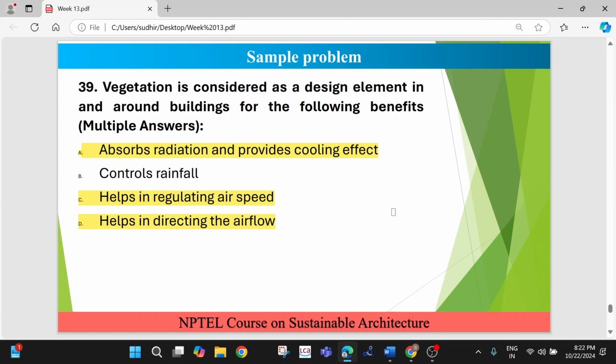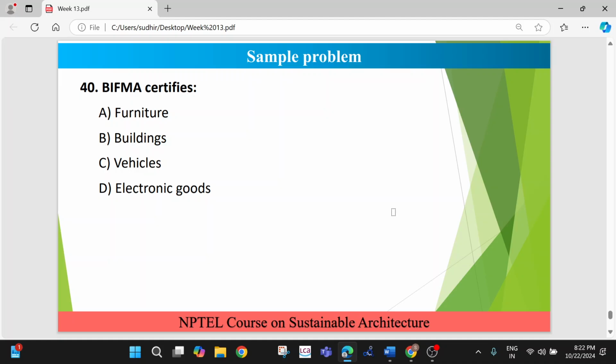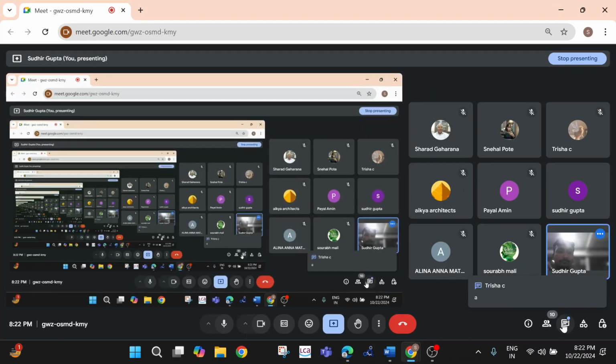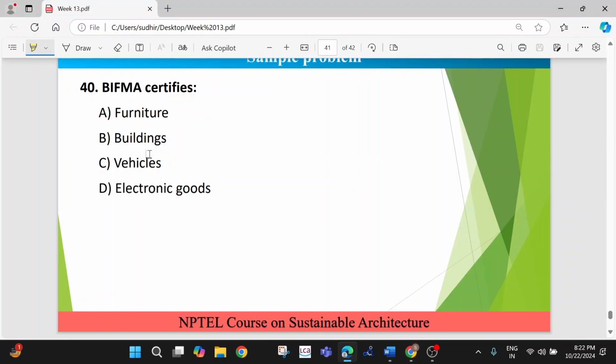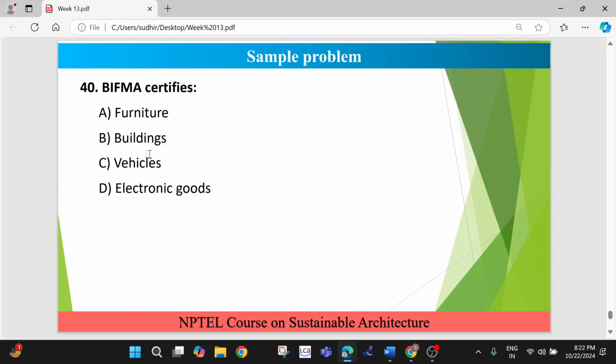Yes, sir. Yeah. So here is the last question then. So try to answer to this question as well. This BIFMA certifies what? Furnitures, buildings, vehicles, or electronic goods? Yeah. So it certifies furniture. That's the right answer. So let me see how many of you can recall and answer correctly.